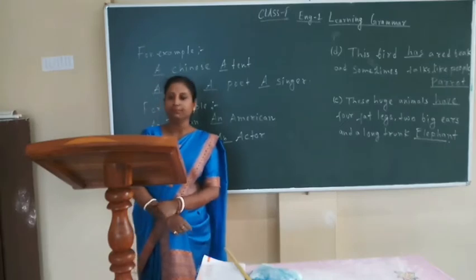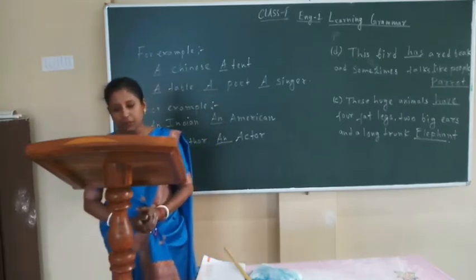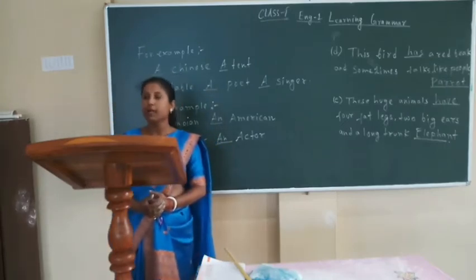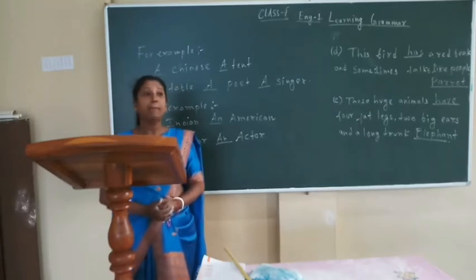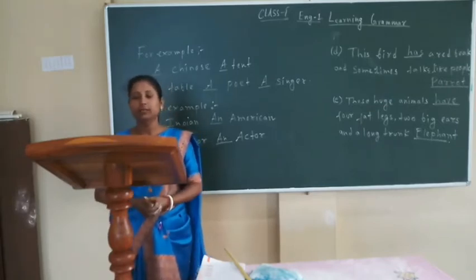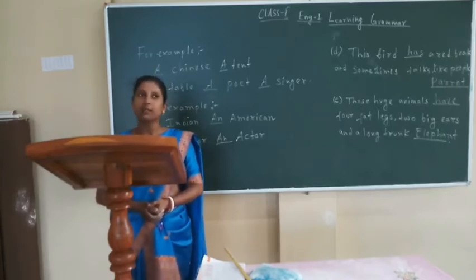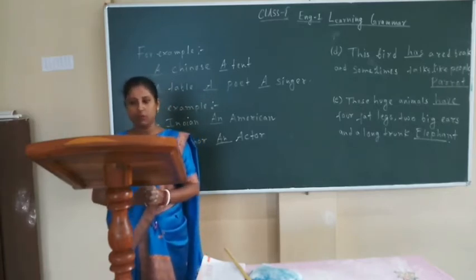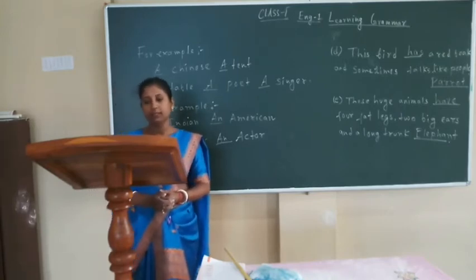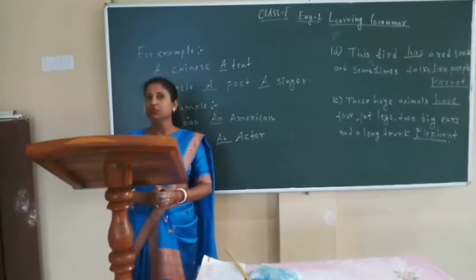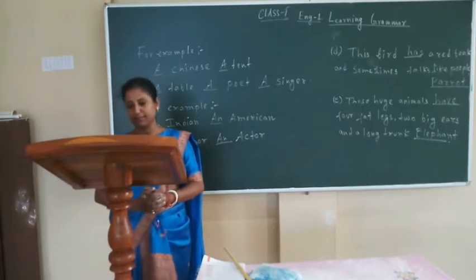Uses of the. The is used when we are talking about a particular person or thing. The is used with both singular and plural words. For example, the sun, the moon, the stars.